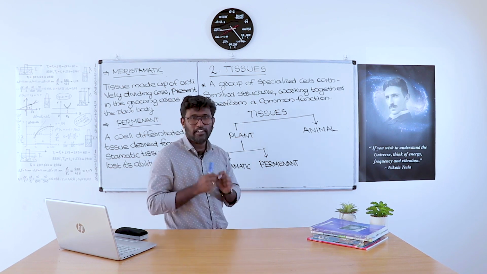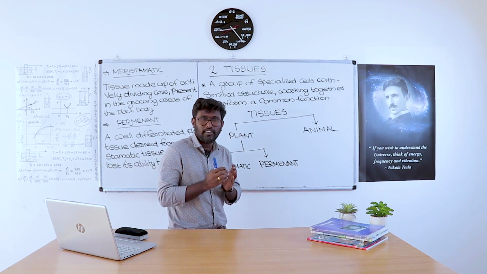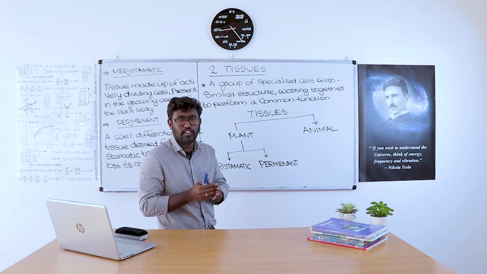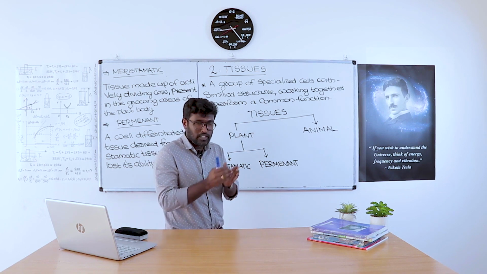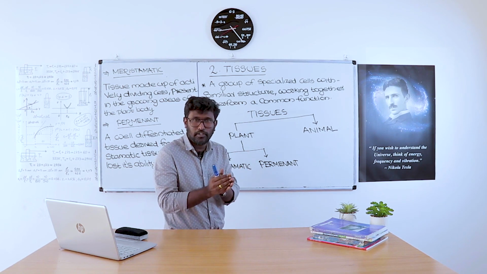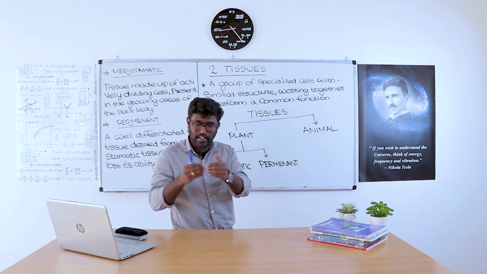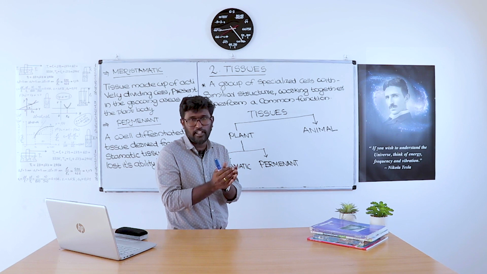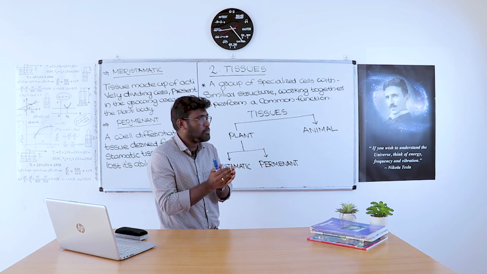So what is meant by a tissue? In the previous chapter we discussed cells, animal cells, plant cells, and so on. Here we discuss tissue, which is related to plants and animals. We want to discuss plant tissue, animal tissue, and so on. So what is meant by tissue?